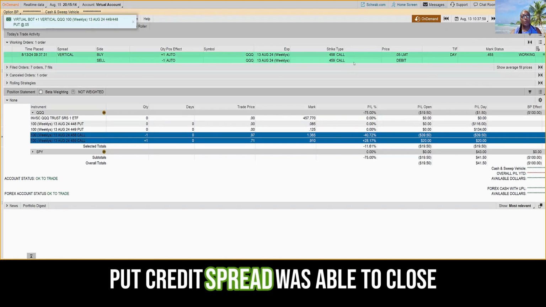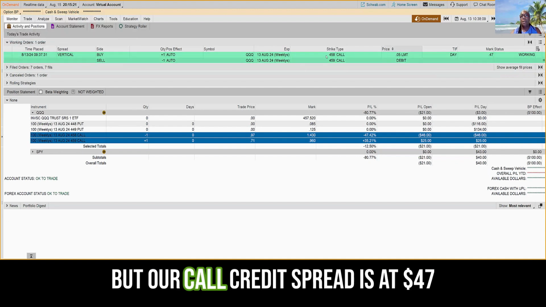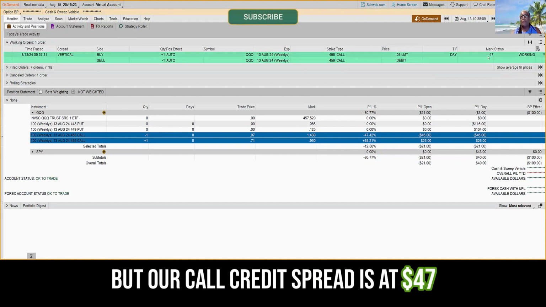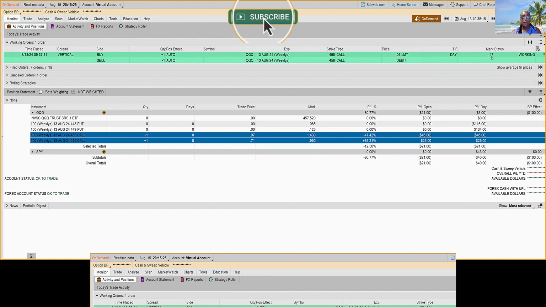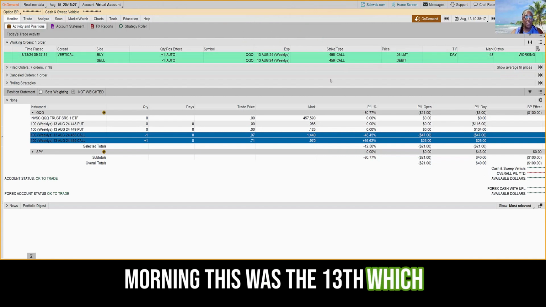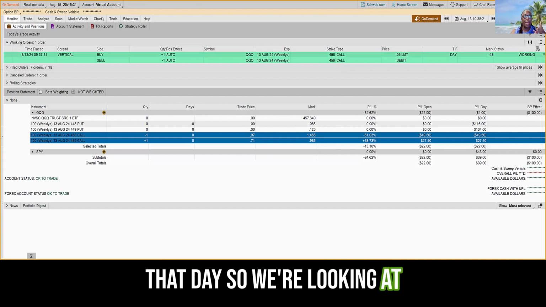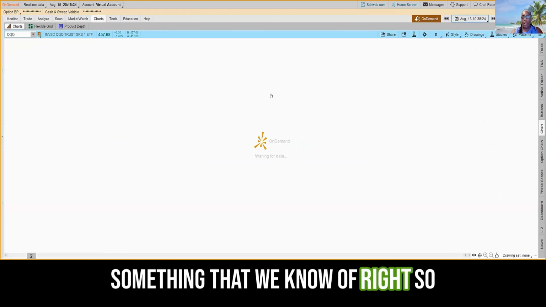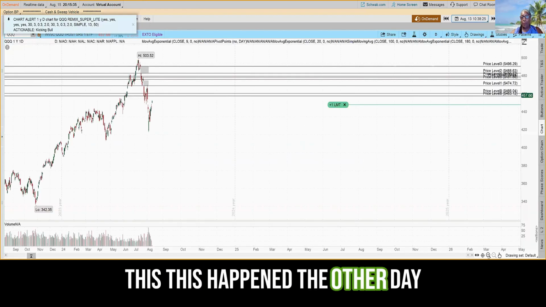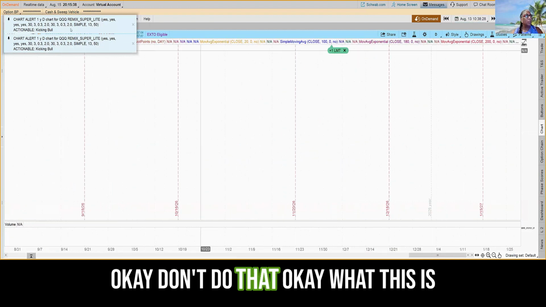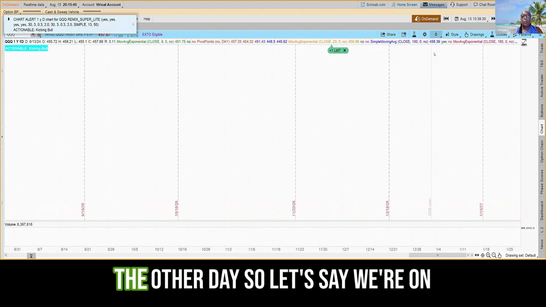We'll go into 10:37. Time will pass and pass. Our put credit spread was able to close but our call credit spread is at 47. Now this morning, this was the 13th, which was Tuesday morning, and PPI was that day. So we're looking at something that we know of, right? So this happened the other day.